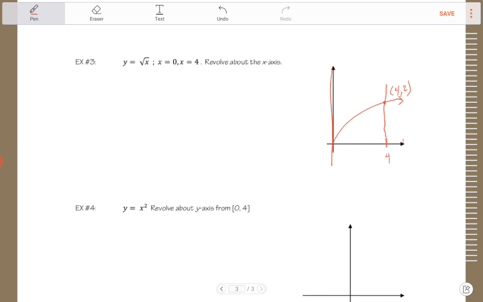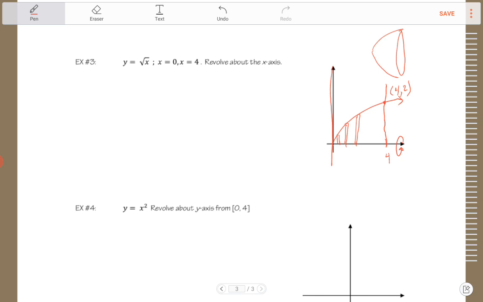Think about what this looks like. If we revolve about the x-axis, we're going to get this shape. If you notice, each of these rectangles is going to form like this. And when you revolve it, you're basically going to get a shape that looks like this. Kind of like a bowl, right? It's almost like a parabolic bowl.